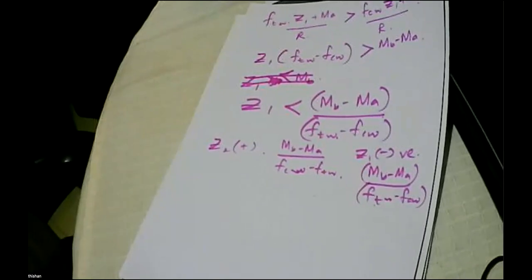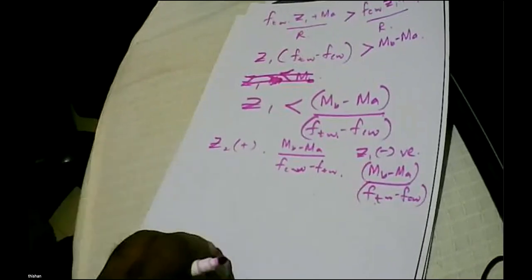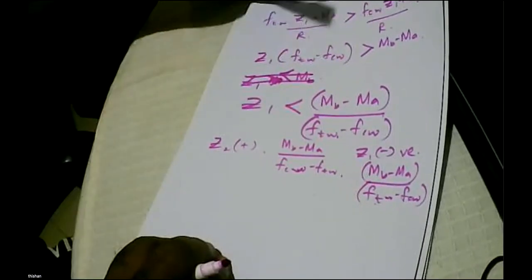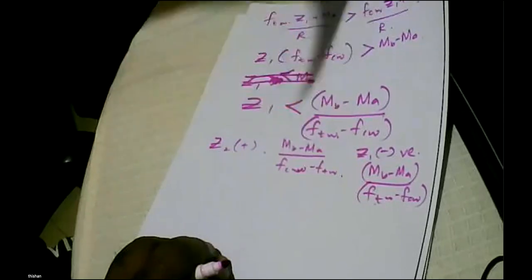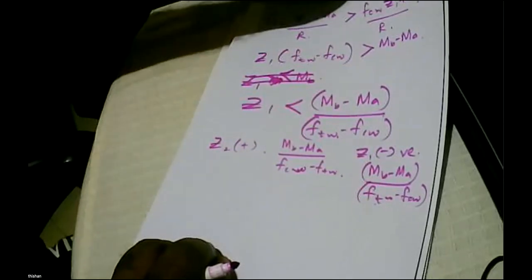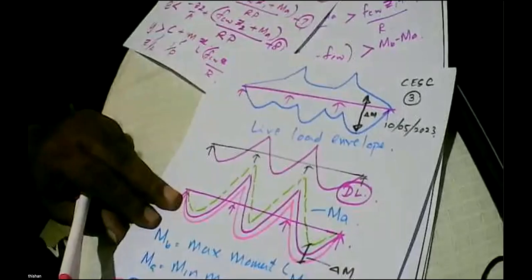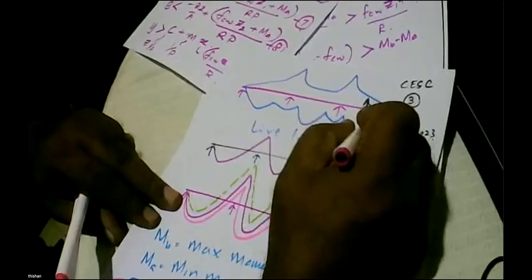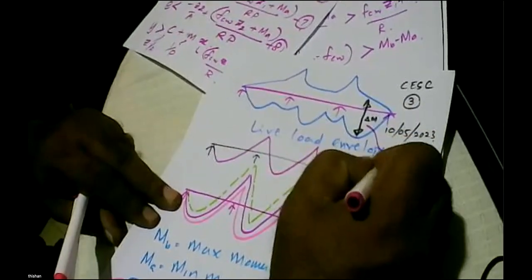That means the moment we find the live load range, the range for the live load, that is after doing all these different load combinations, we can go for an envelope. The moment you draw the envelope, we know the range. So this MB minus MA, the range. So the range is known.